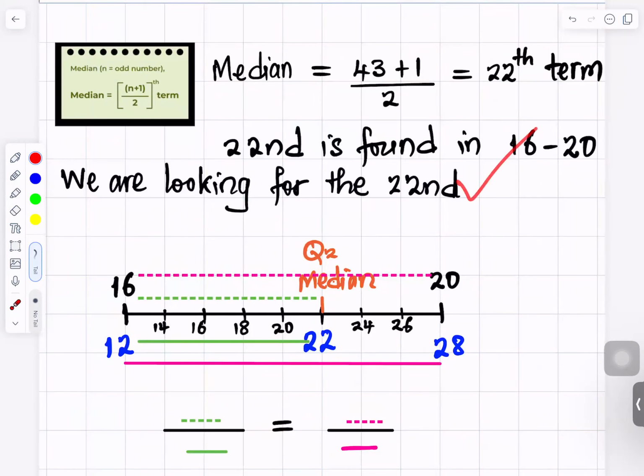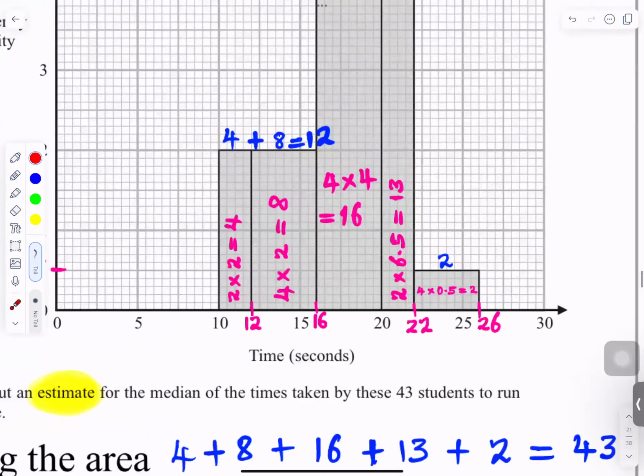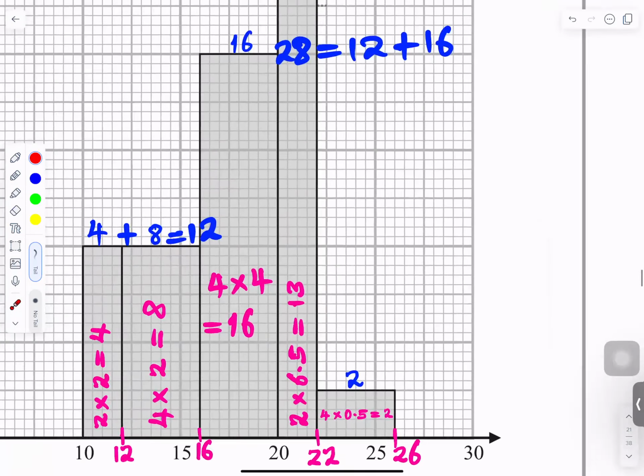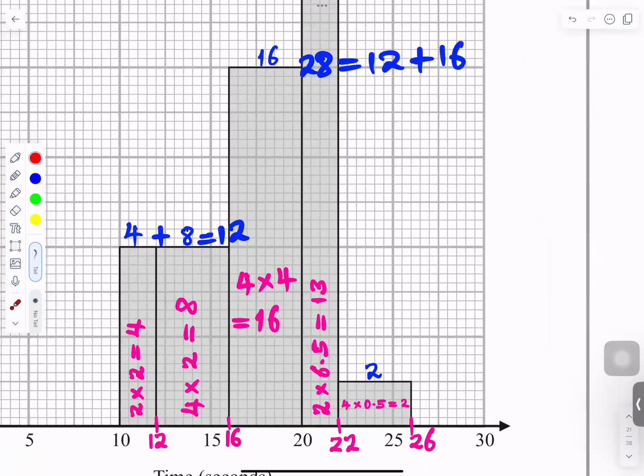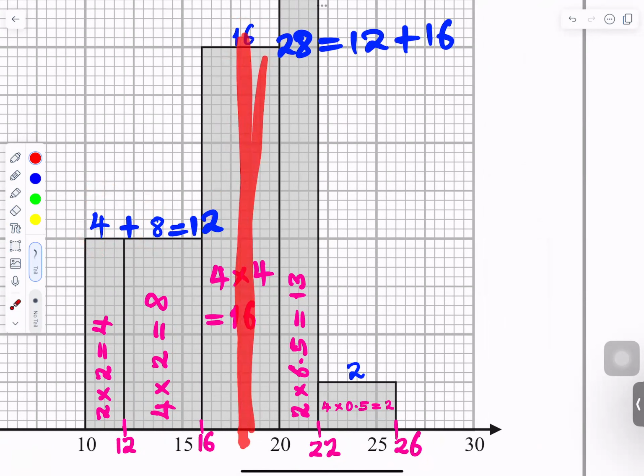So we are looking for the 22nd. Let's go to that bar and really zoom in. So that's where. If we have 4 plus 8, it gives us 12. 12 plus 16 gives us 28. But we want the 22nd. So the 22nd is found somewhere in the middle there, and that would be where the median would be. The 22nd value will be the median, and that median will be somewhere in there.